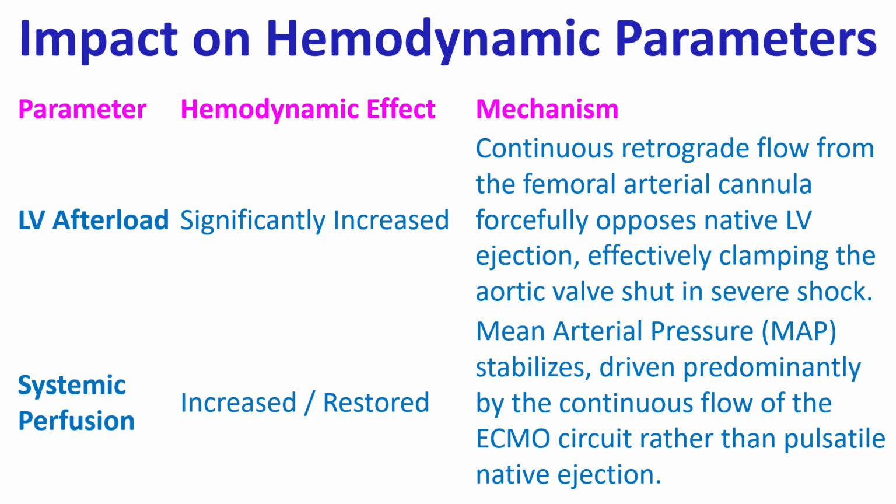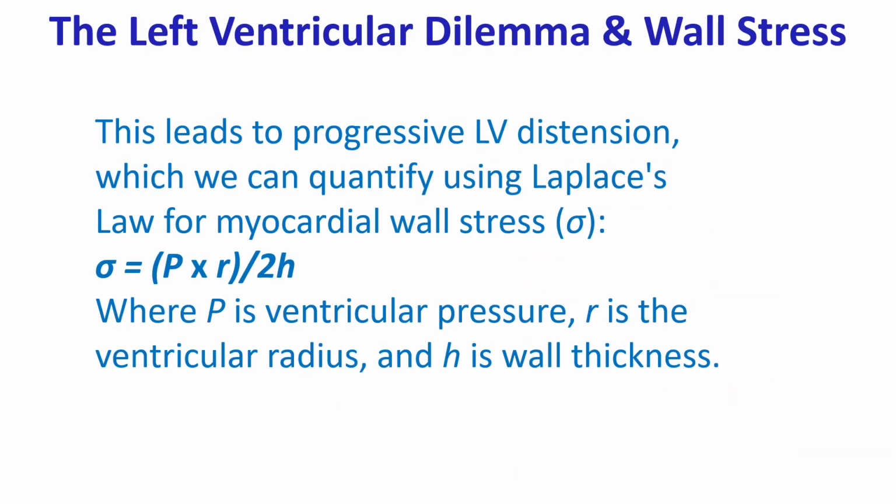Mean arterial pressure stabilizes, driven predominantly by the continuous flow of the ECMO circuit rather than pulsatile native ejection. One of the most critical concepts is that VA ECMO does not inherently rest the left ventricle. In fact, it can punish it because the pump dramatically increases afterload. A failing LV may cease to eject altogether.